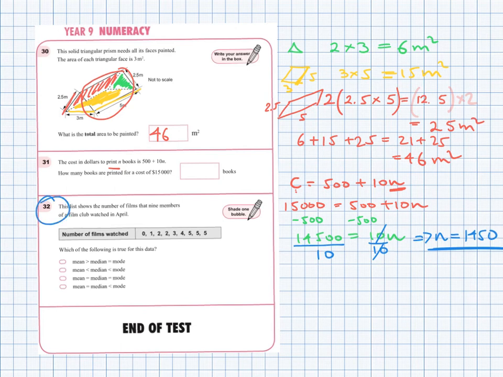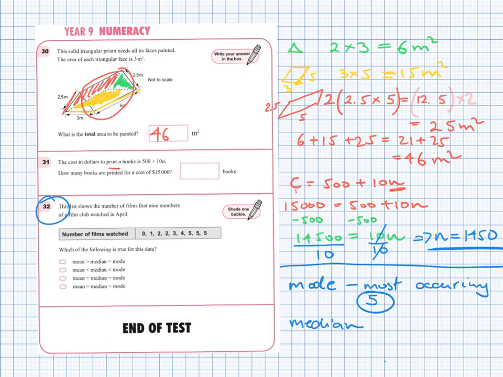Okay, and the last one, 32. This one talks about mean, median, and mode. I think the best way is to find those few numbers. The mode is maybe the fastest one. The mode is the most occurring. So which one is the most occurring? It's 5. So the mode is 5. What's another one? Median.